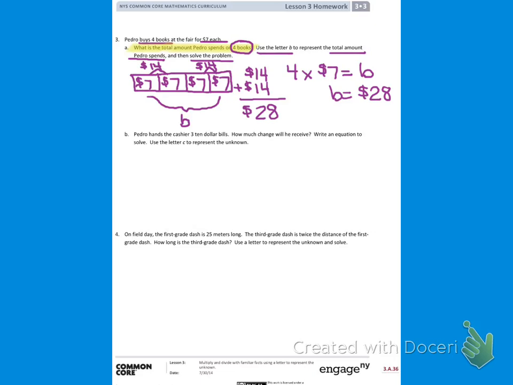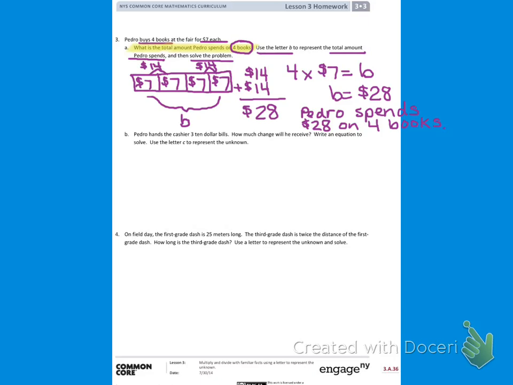Now we have to answer the question in words. What is the total amount Pedro spends on 4 books? Pedro spends $28 on 4 books.